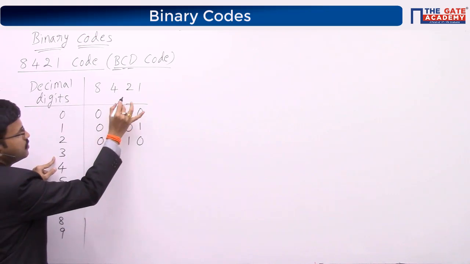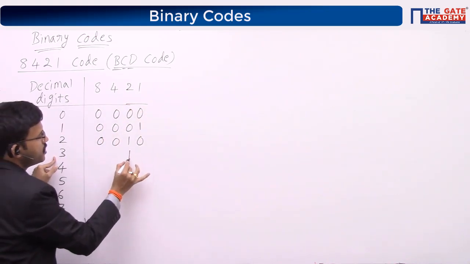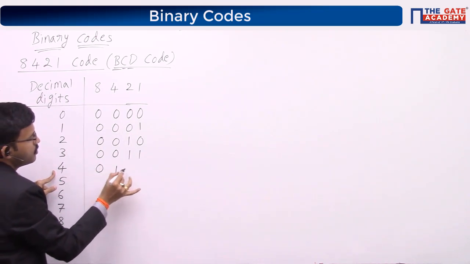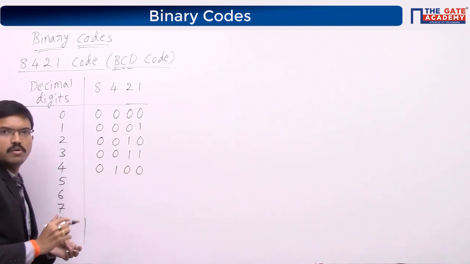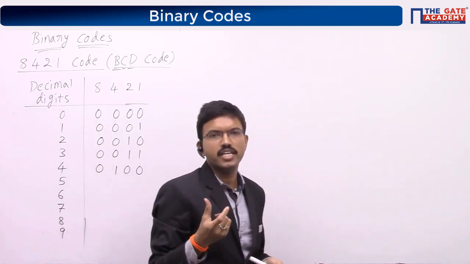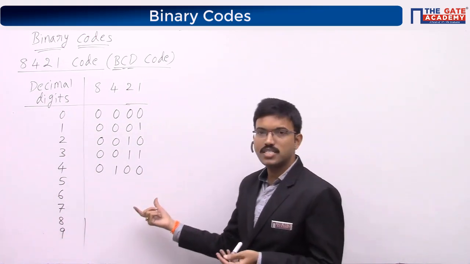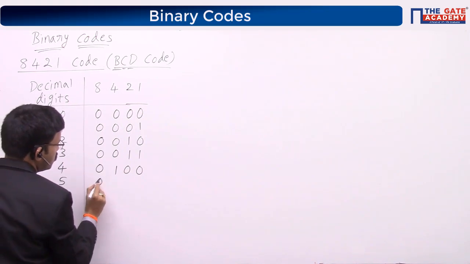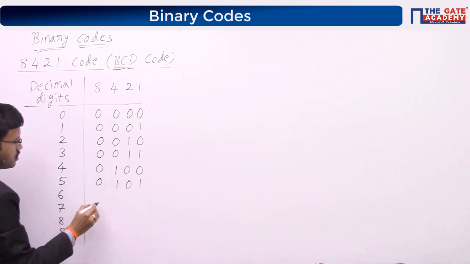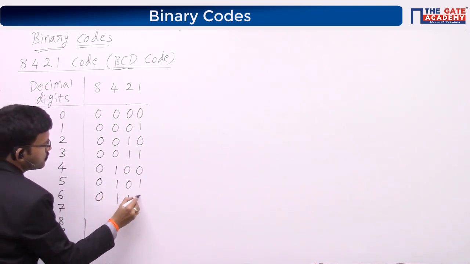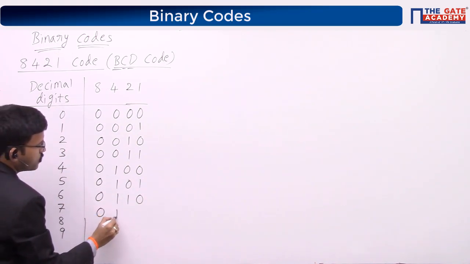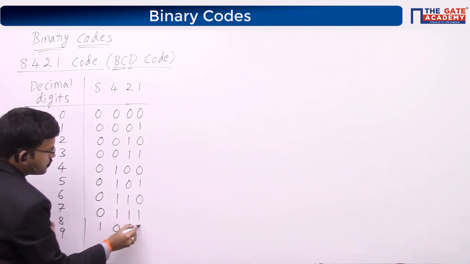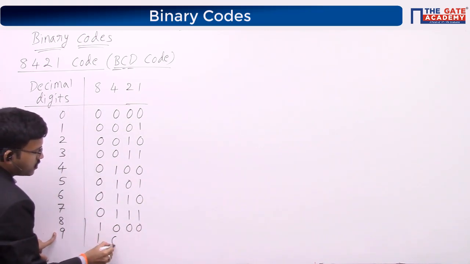Next 3 is nothing but 2 plus 1, so I will place 2 ones here. Next 4 is nothing but here 1, remaining bits are zeros. Like that, by adding which position weights we are getting the equivalent value, you can place the ones under those position weights. 5 is nothing but 0, 1, 0, 1. 6 is nothing but 4 plus 2. 7 is nothing but 4 plus 2 plus 1. 8 is nothing but 1, 0, 0, 0. 9 is nothing but 8 plus 1.